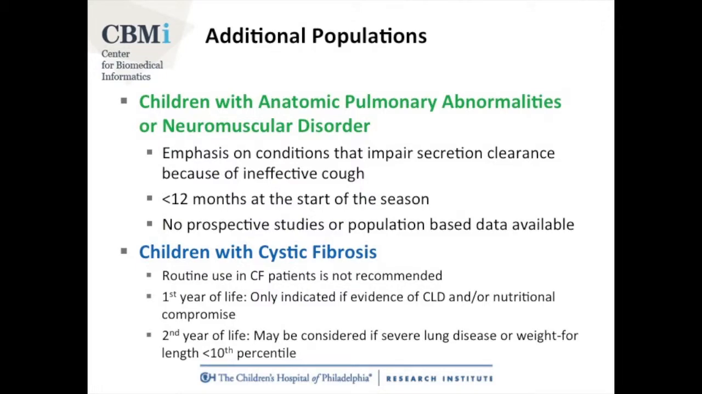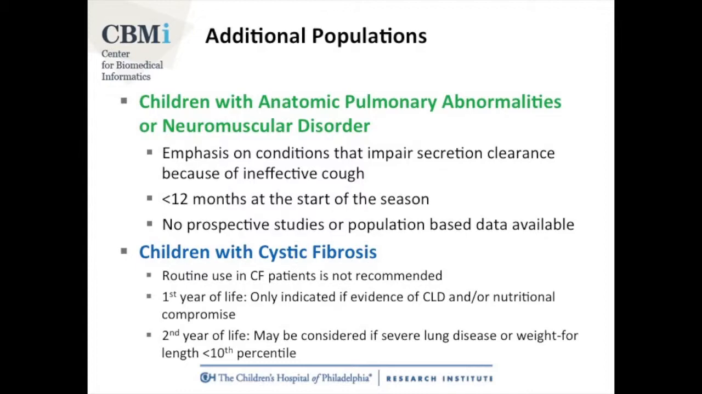So additional populations for consideration are children with anatomic pulmonary abnormalities or neuromuscular disorders. And the emphasis is on these conditions that impair secretion clearance because of an ineffective cough. These patients are eligible if they meet this criteria and they are less than 12 months at the start of the series. They did call out that there are no prospective studies or population-based data available to support this recommendation, but they would be eligible for the 5 doses throughout the entire season if they meet this criteria.